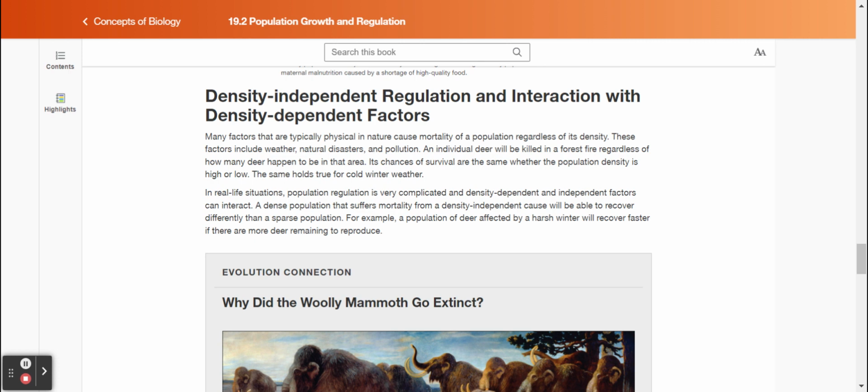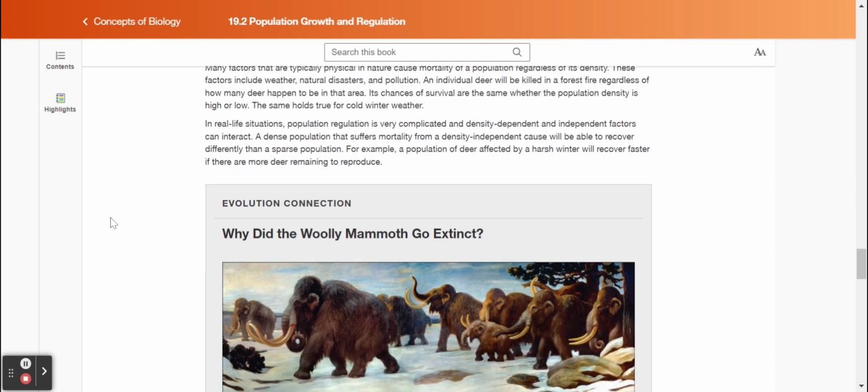In real life situations, population regulation is very complicated, and density-dependent and independent factors can interact. A dense population that suffers mortality from a density-independent cause will be able to recover differently than a sparse population. For example, a population of deer affected by a harsh winter will recover faster if there are more deer remaining to reproduce.